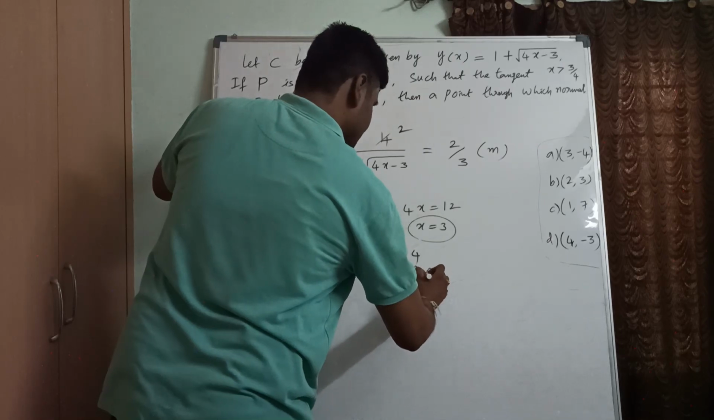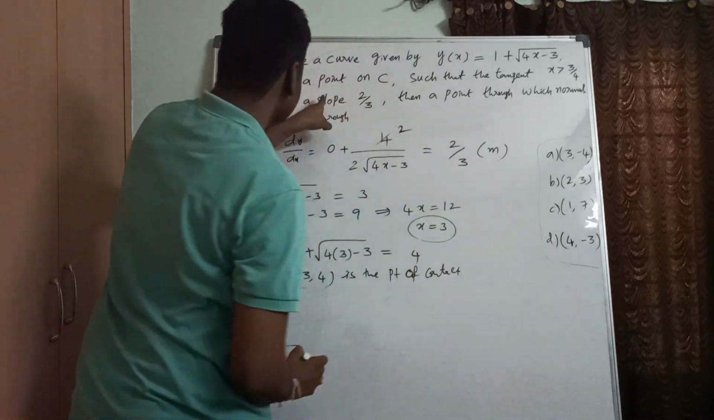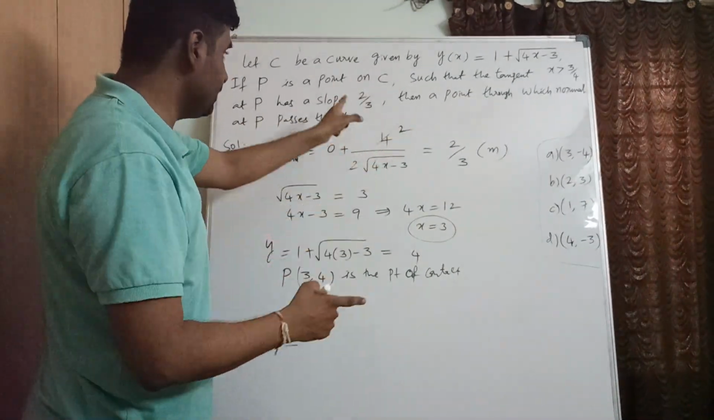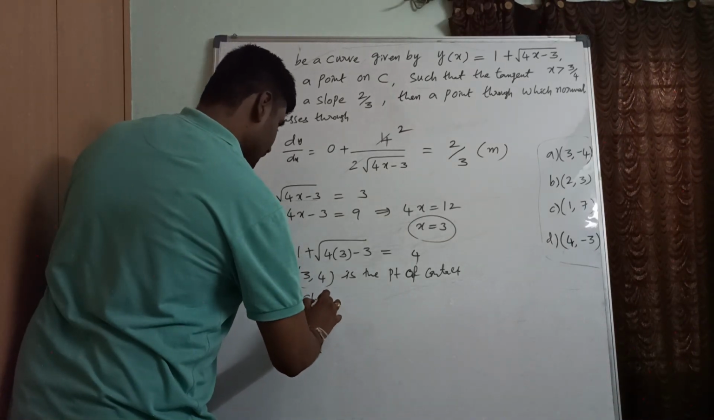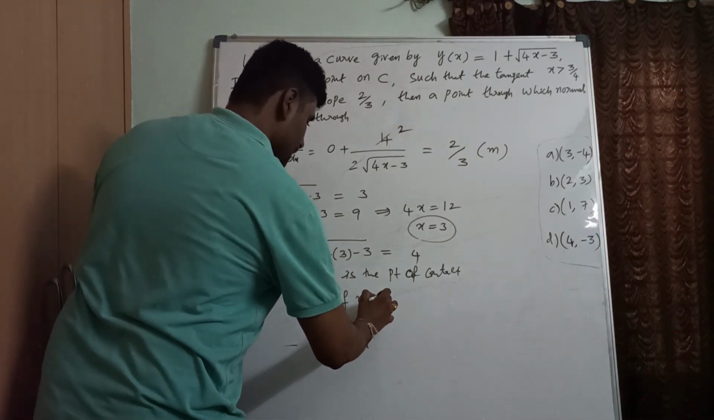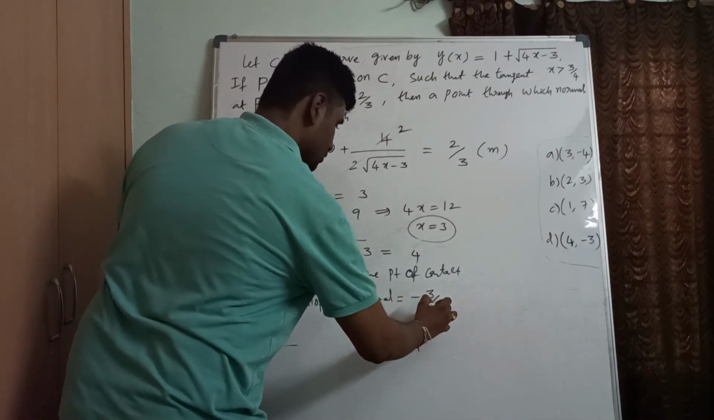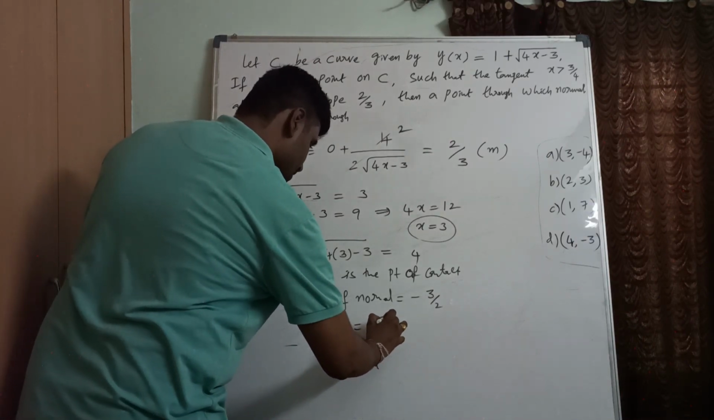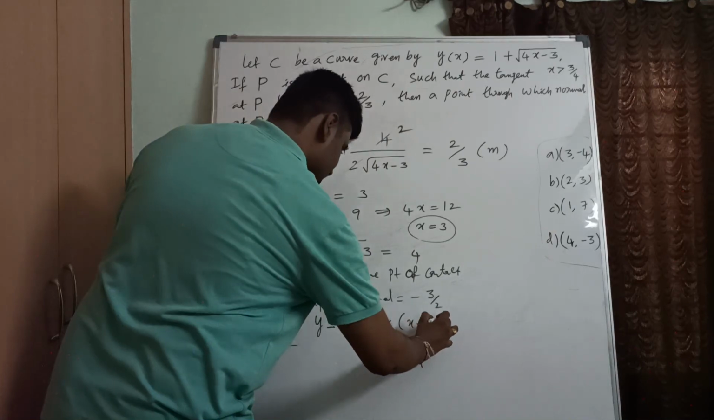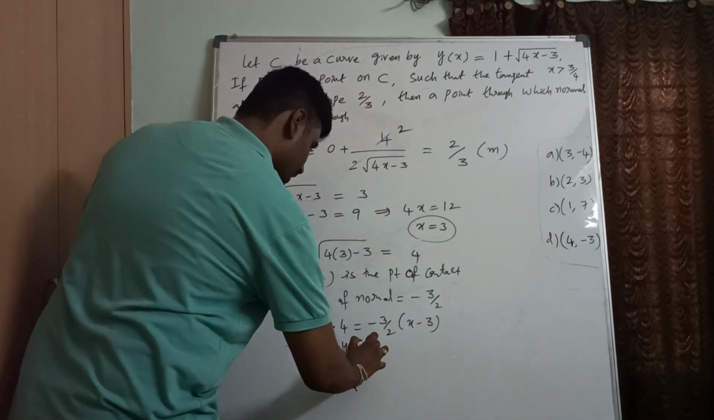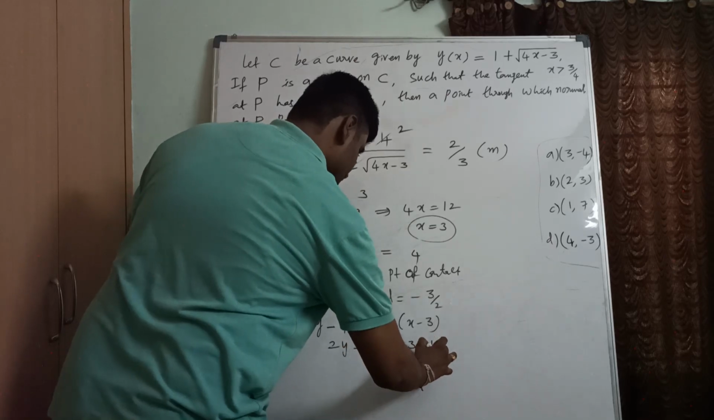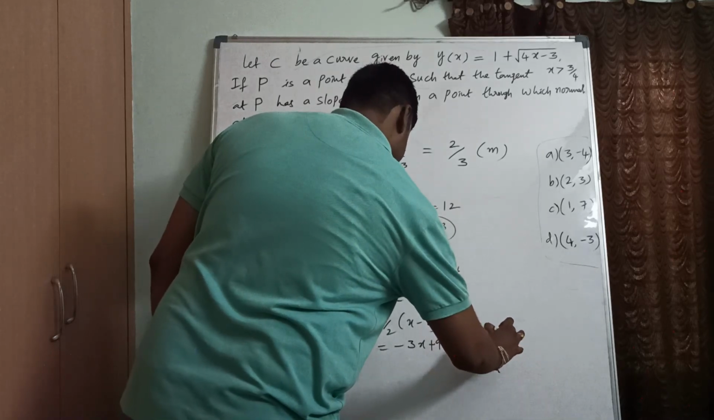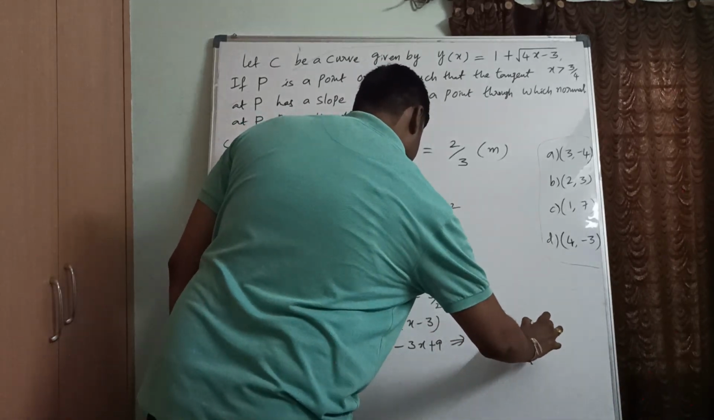So now let us find the equation of normal. We are talking about normal here, right? So for normal, how can we take the slope? Minus 3 by 2, reciprocal. So slope of normal is minus 3 by 2. So let us find the equation of normal now. y minus 4 equals minus 3 by 2 into x minus 3. So simplify that. 2y minus 8 equals minus 3x plus 9. So finally, what will we get? Equation of normal here: 3x plus 2y equals 17.